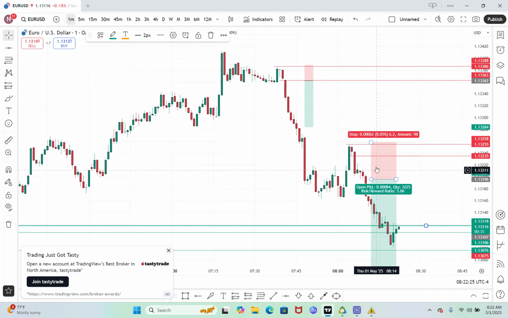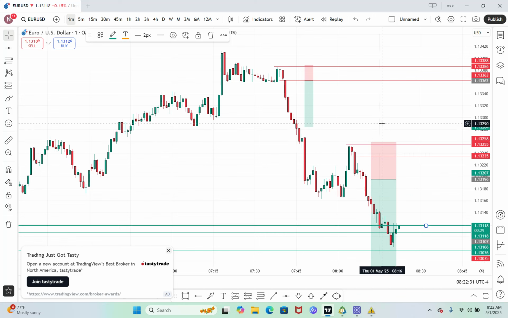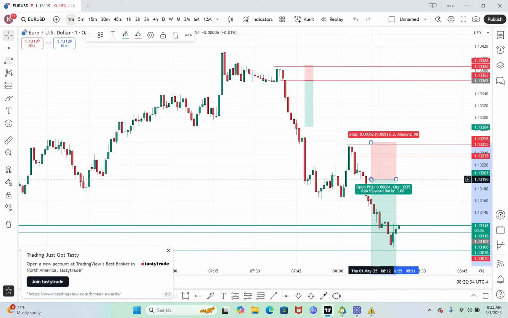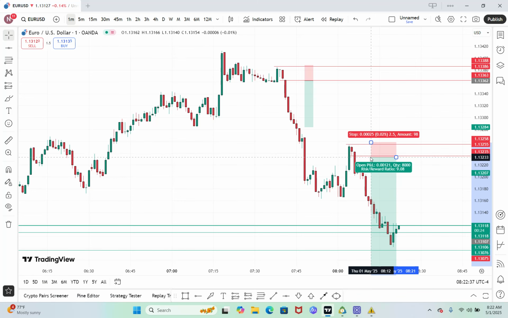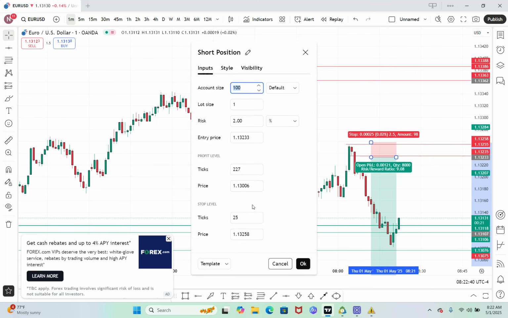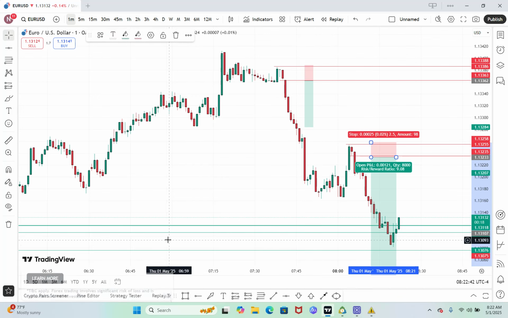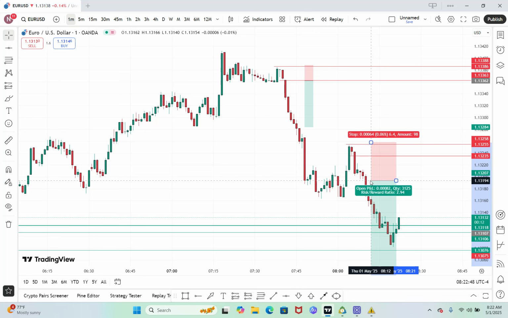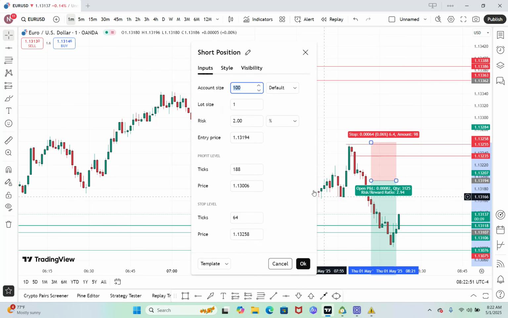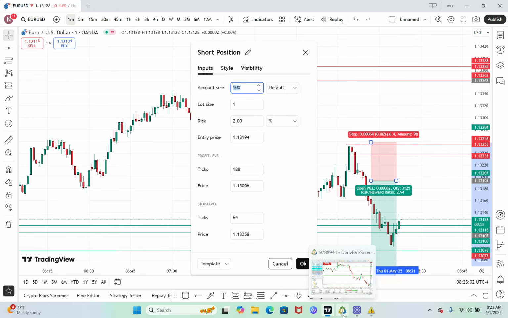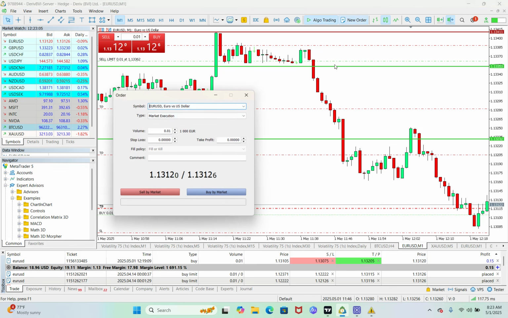Anyway, let's put this trade on. Normally, this would be the trade right here. There is 25 pip, but because of the spread, I can't risk that amount. So we're risking 64 pip to make 188 pips. So let's put this one on. Right, so 1.3194 sell limit.